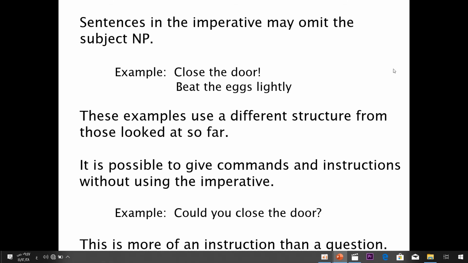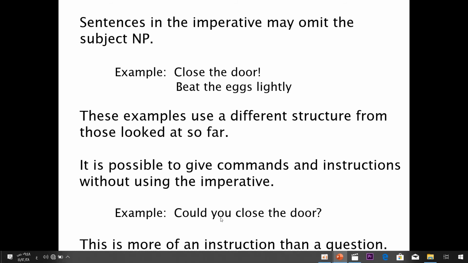It is possible to give commands and instructions without using the imperative. So here we use the polite request. Could you close the door? Could you open the door? So here we have the auxiliary or the modal, then we have the noun phrase, then the lexical verb, and then we have the noun phrase. So remember here the subject is inverted because it comes after the auxiliary or the modal. This is more of an instruction than a question.